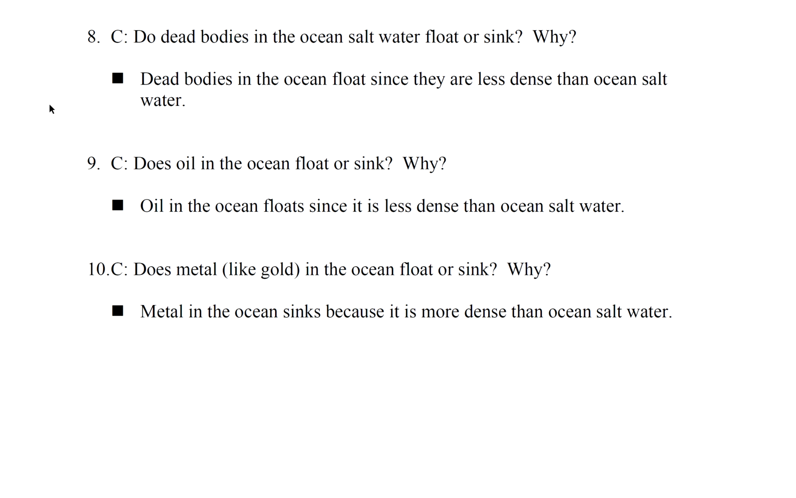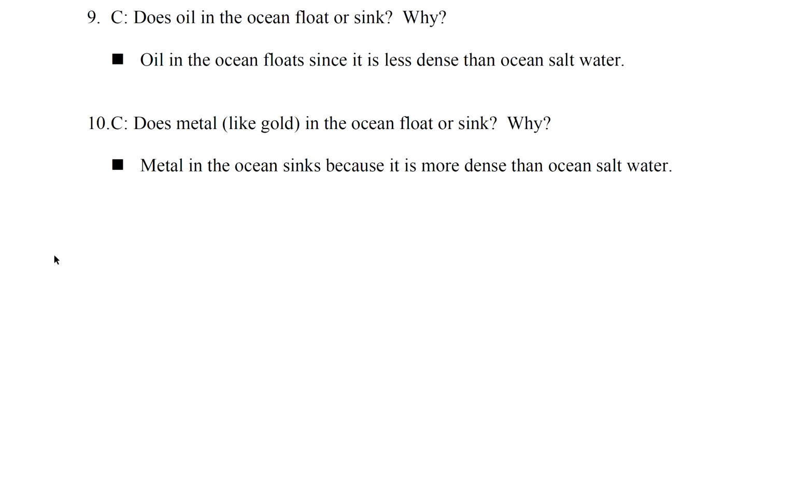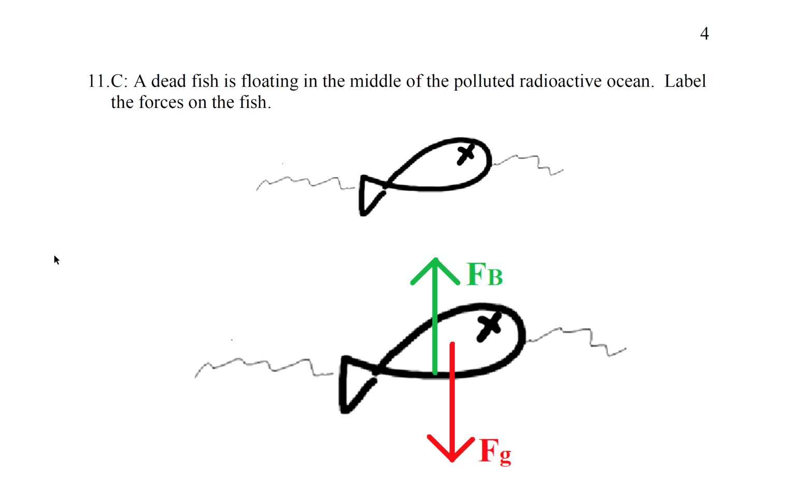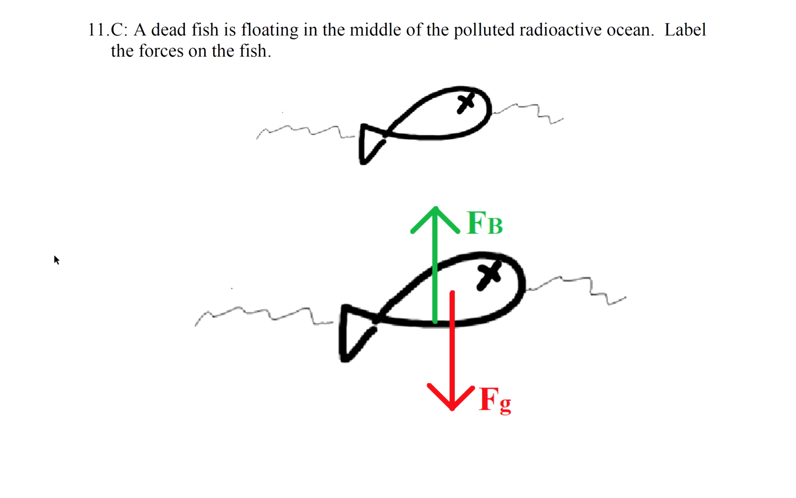Question 10. Does metal like gold in the ocean float or sink? Why? Metal in the ocean sinks because it is more dense than ocean salt water. Question 11. A dead fish is floating in the middle of the polluted radioactive ocean. Label the forces on the fish. So you have the buoyant force pushing upward, and you have the force of gravity pulling downward.